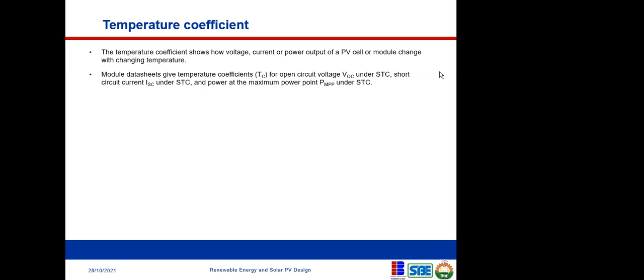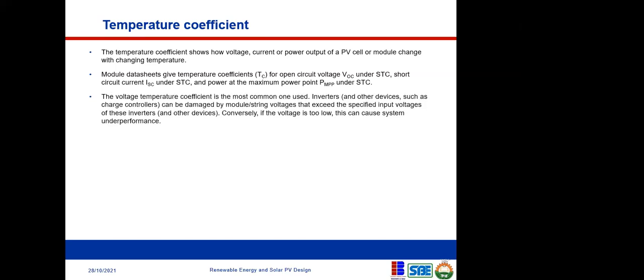So when we see ISC, this is short circuit current, and when we see VOC, it means open circuit voltage, and I have defined what they mean. Okay, it's important we remember what they mean, even though you might not fully grasp it now, over time you become familiar with them, and it's very, very important. So the voltage temperature coefficient is the most common one used in looking at the performance of solar PV systems.